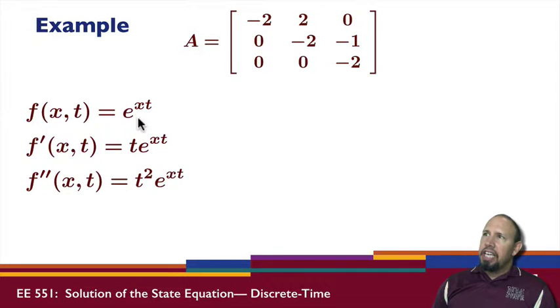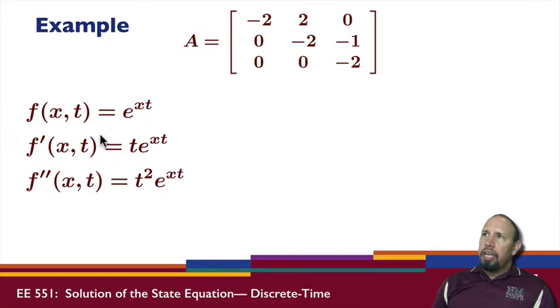F of x and t is e to the xt. Okay, so this is like what we would use in continuous time, but it's just a function of time. I could use cosine of xt or some other function of x and t. So e to the at is what we're going to be looking for eventually, but for now, e to the xt. So this is a function of x, and x is eventually going to become a, and then we have another variable t here.